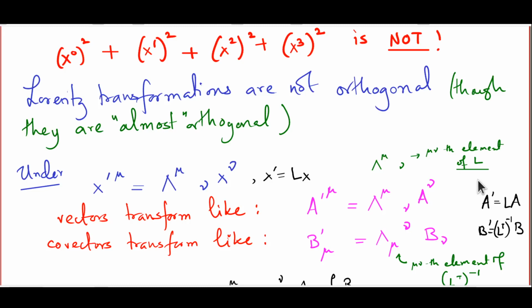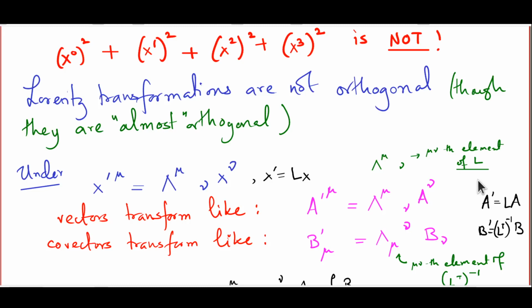If you had written it as a row vector, the transformation would have been B prime equals B L inverse. In terms of components, B prime mu is lambda mu nu B nu, where the indices mu and nu go from bottom left to top right, and this is the mu nuth element of L transpose inverse. So, if the indices go from top left to bottom right, then what is indicated is the mu nuth element of L. If the indices go from bottom left to top right, what is indicated is an element of L transpose inverse.